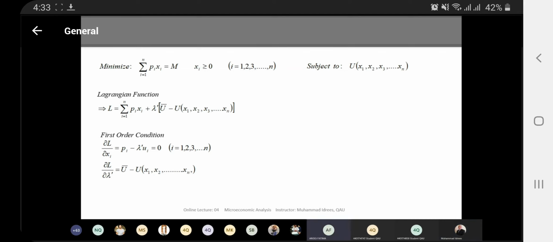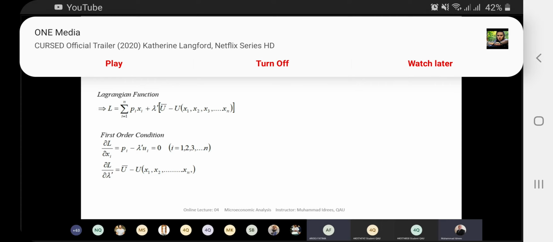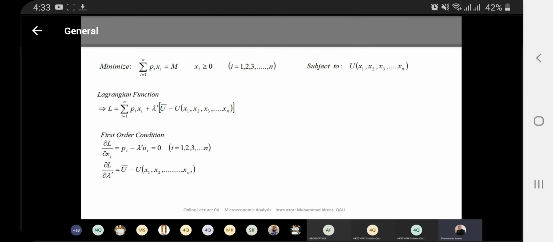Sir, why do we take the derivative with respect to lambda prime? This is the first order condition. Now look here, in the Lagrangian function there are two different types of variable. One is lambda, which is also to be optimized, and the other are the x variables, x1, x2, x3. According to the first order condition, we have to differentiate with respect to each variable which is to be optimized. So we differentiated with respect to all x_i, and then with respect to lambda as well. The same we did when we discussed the case of utility maximization.